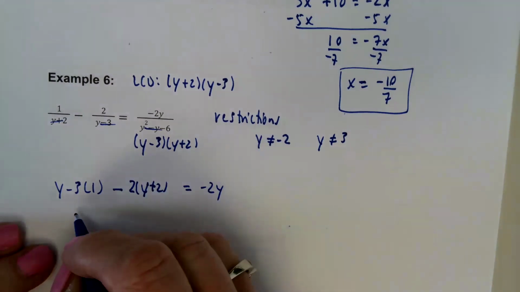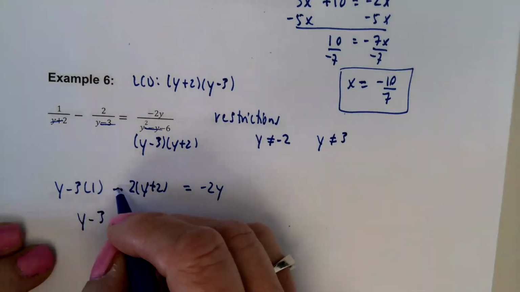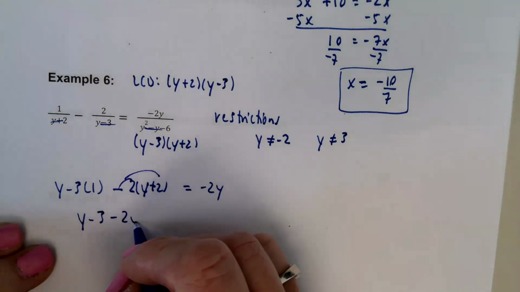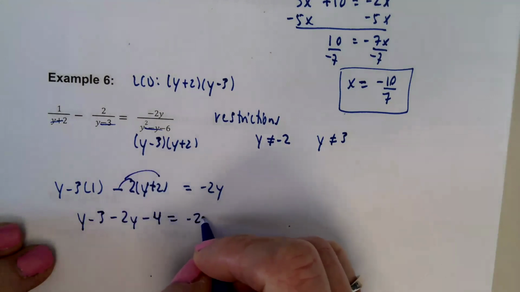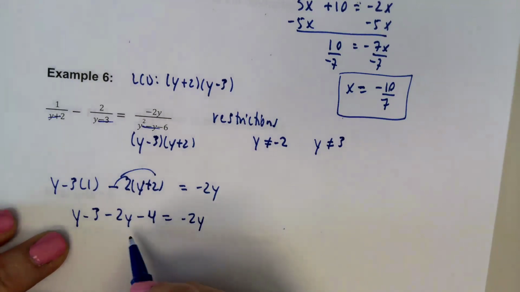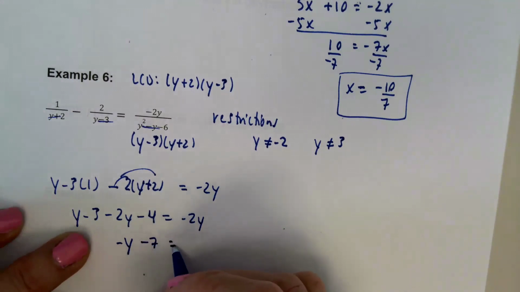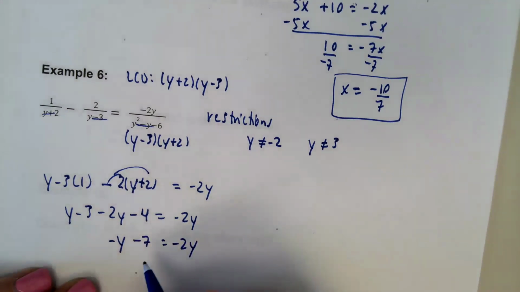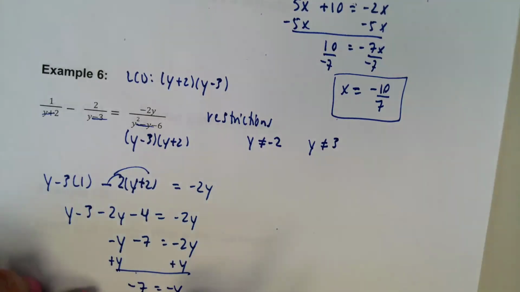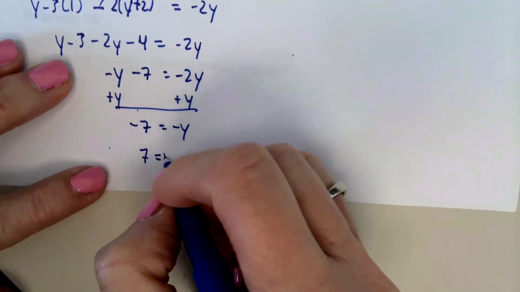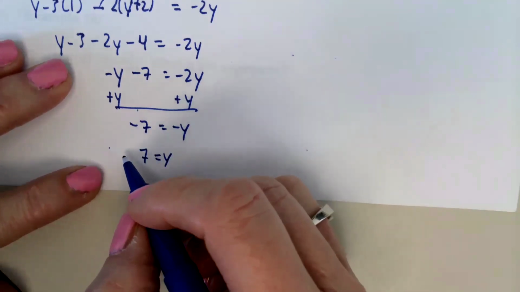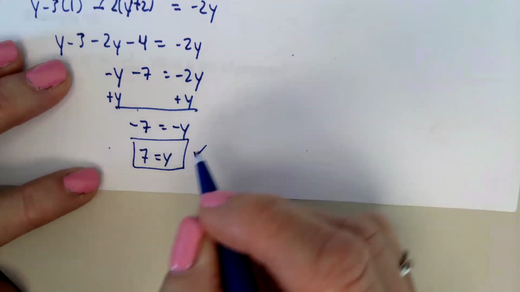So we have y minus 3 using distribution, we have a negative 2y, negative 4 equals a negative 2y. So combining like terms, we have y minus 2y is a negative y minus 7 equals a negative 2y. And if we add y to both sides, we have a negative 7 equals a negative y. So taking the opposite of both sides, y equals 7, and that is not a restriction, so it's good to use.